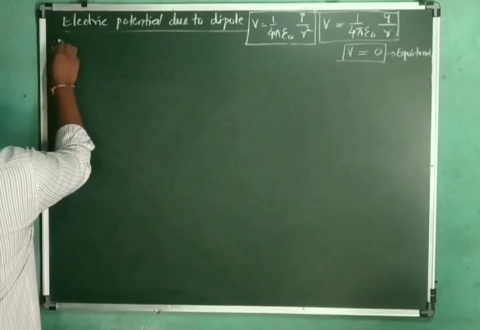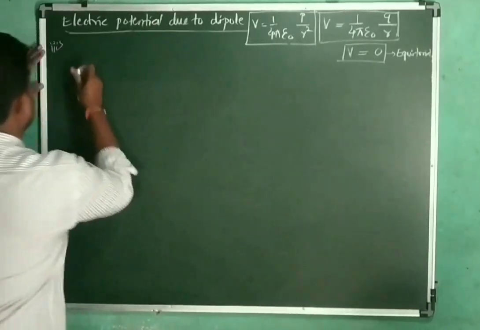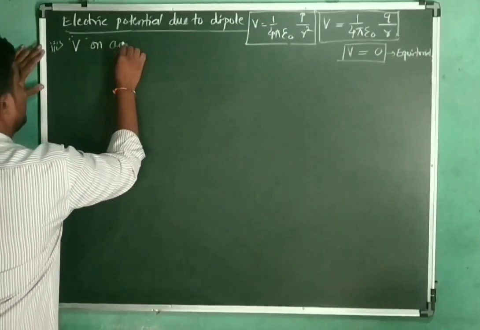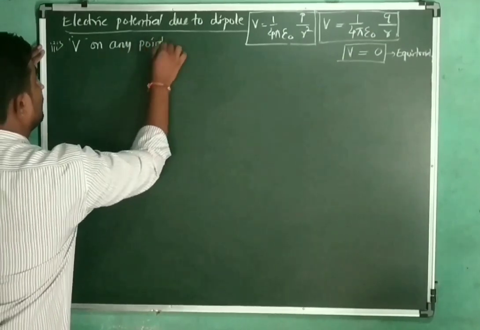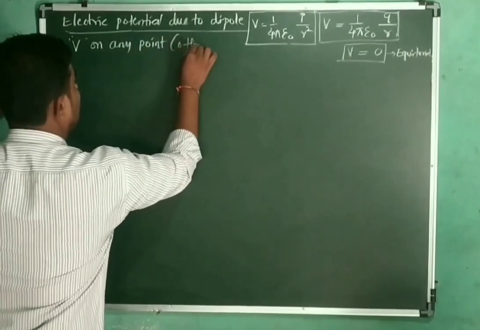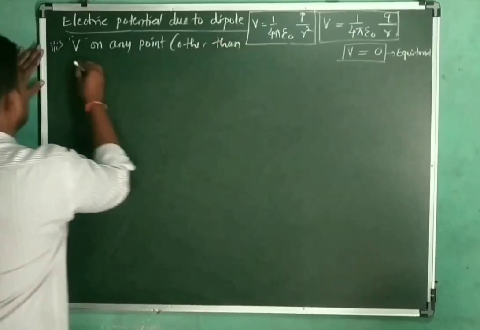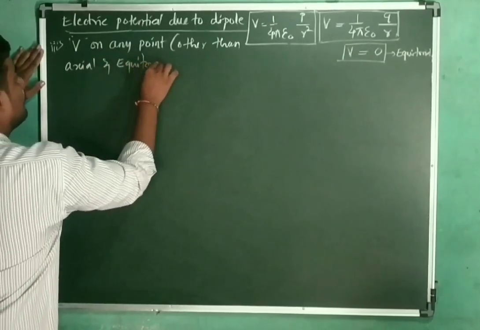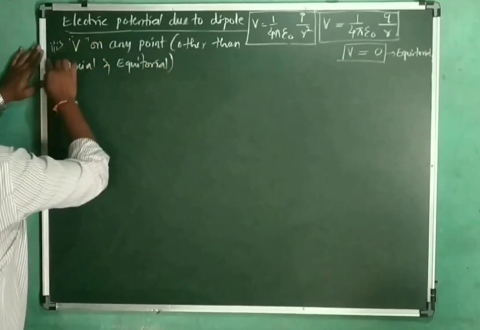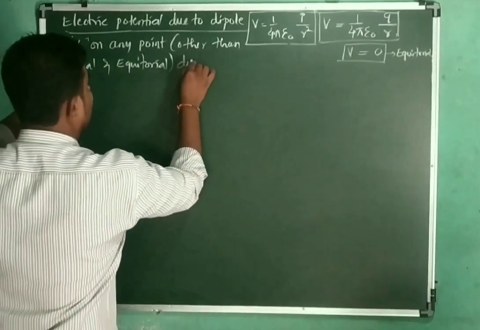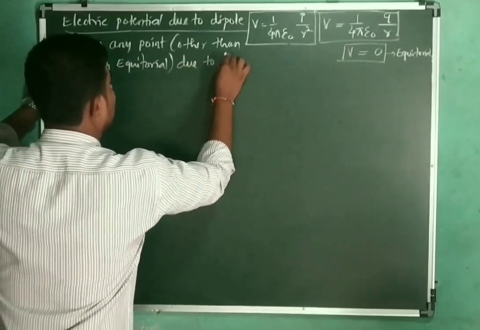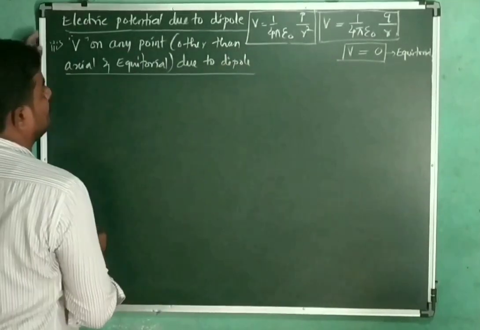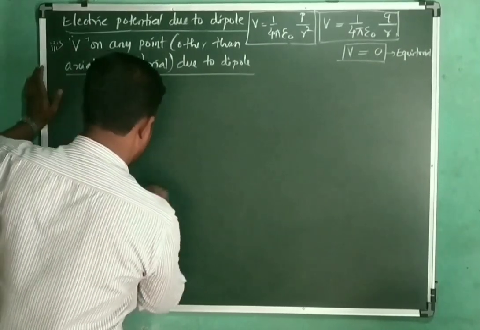That is the third case. This is also a very important case. Electric potential at any point other than axial and equatorial. Electric potential at any point due to a dipole. So for this, consider one dipole.